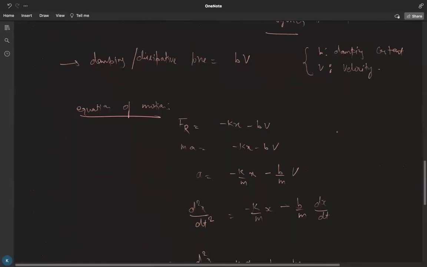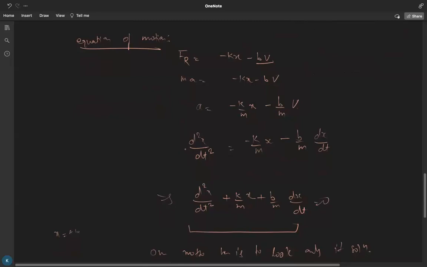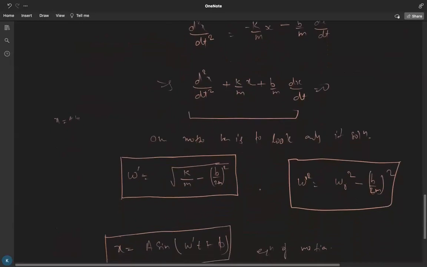Now we write the equation of motion here, which is actually equal to Fr, basically the restoring force, equal to minus of Ax, which is actually the spring force, and then minus of Bv, which is actually the damping force. Now I'm writing this restoring force as mass into acceleration, and then I divide by m on both sides, and then I write the acceleration equal to d square x by dt square, and v is equal to dx by dt.